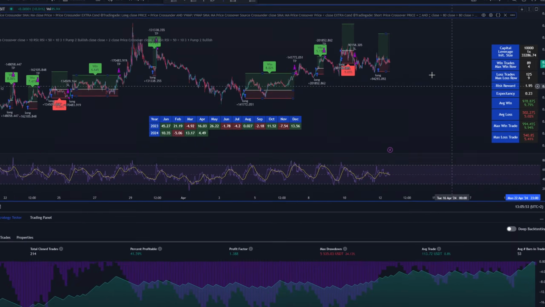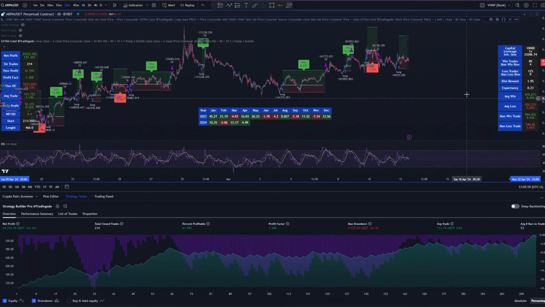And as for the previous backtest, we don't have all this huge profit because of the leverage, but overall this strategy seems to be quite interesting on these two pairs.